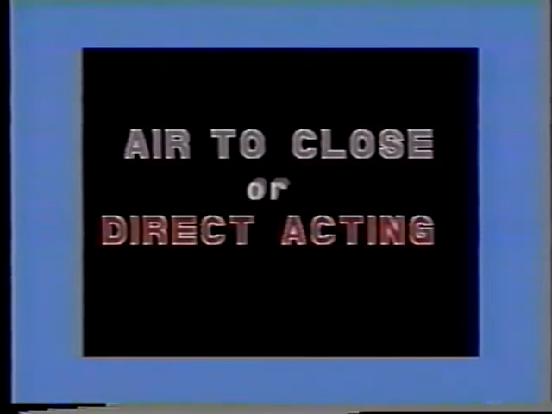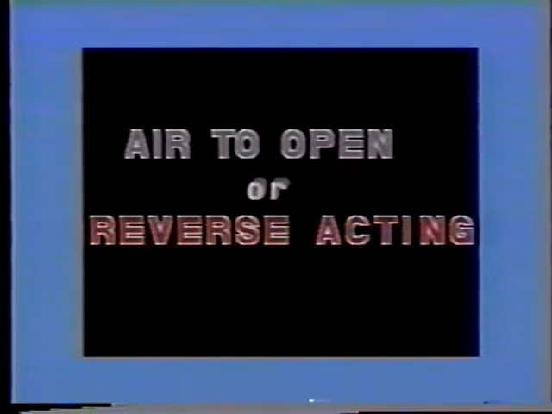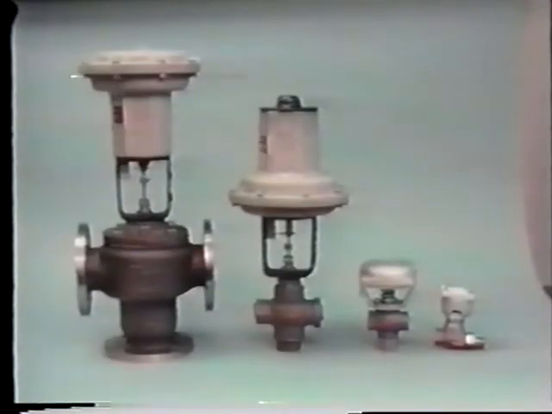The action of the actuator is referred to as air to close or direct acting and air to open or reverse acting. The combination of an actuator and valve body is affected by valve body construction. In some situations, it is possible to reverse the action of a valve by switching either of the components.